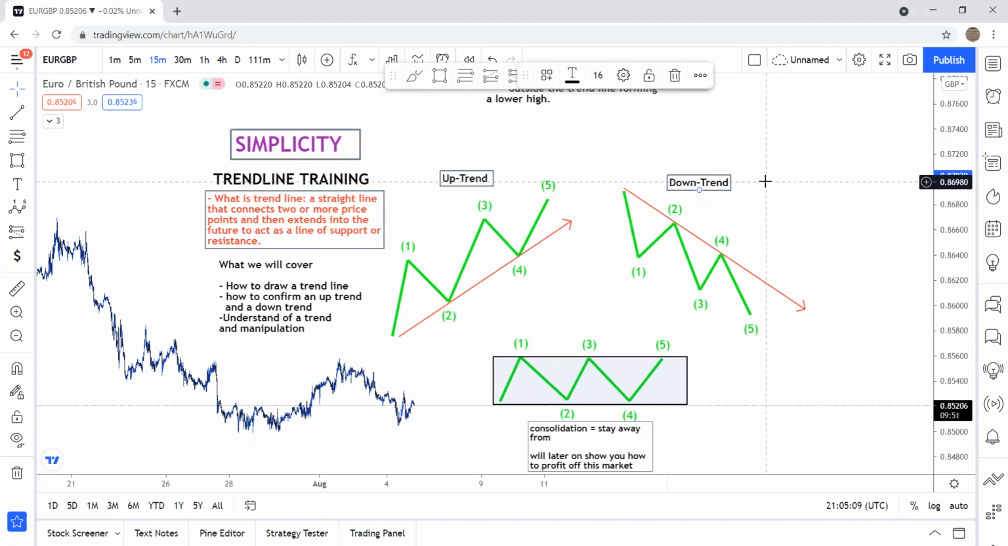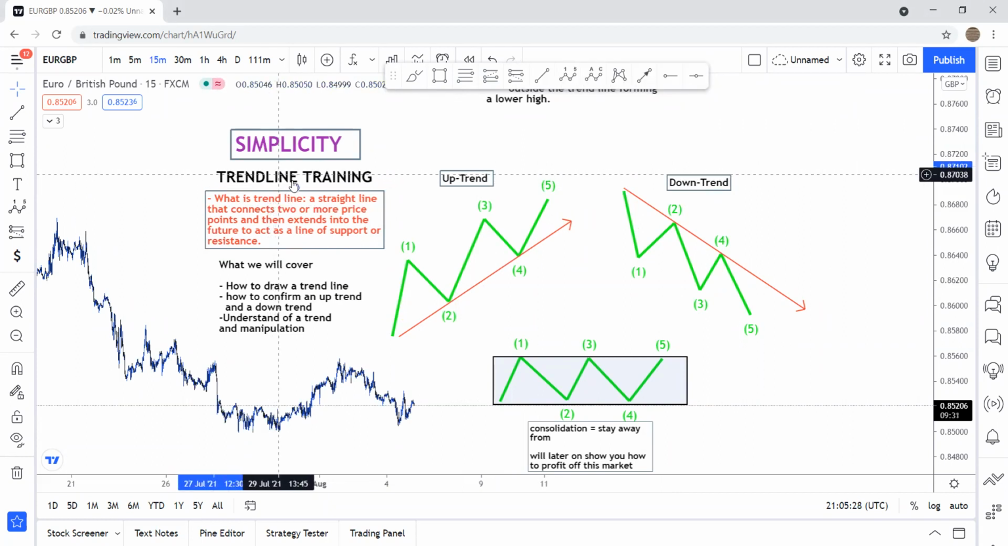Today we'll be talking about trend lines, right? Once again, every training, I'm gonna make it simple. Trading should not be complicated. We're gonna be looking at the charts with pure simplicity, right? So once again, today's training is about trend lines. This is a trend line training, right?